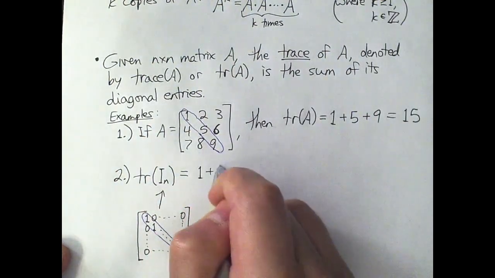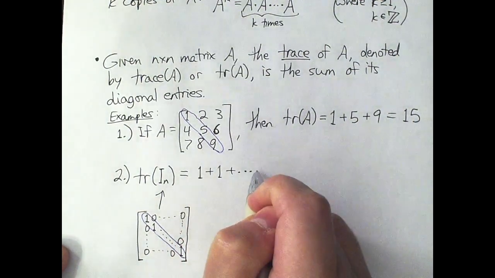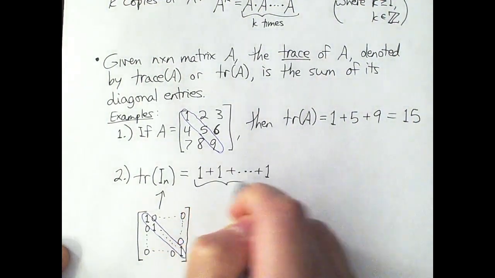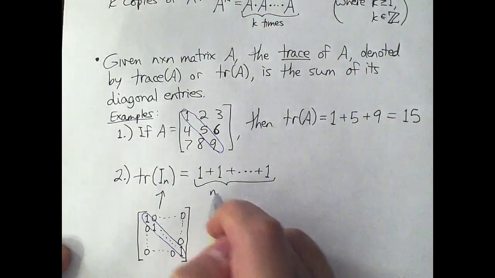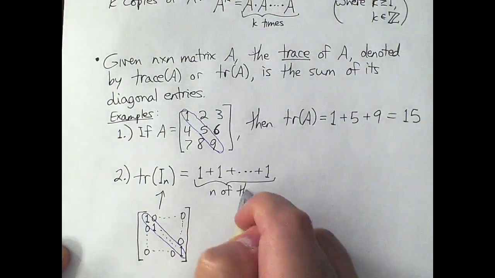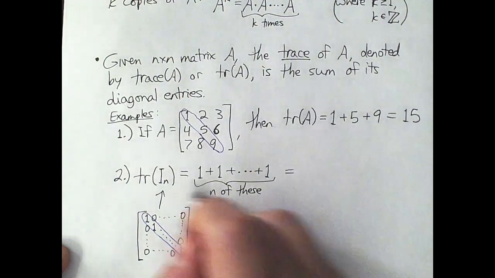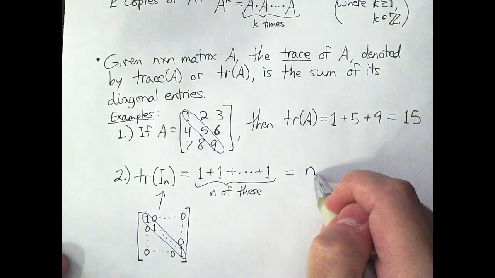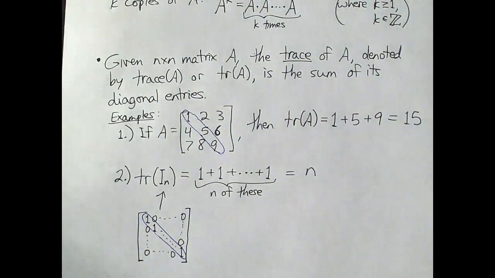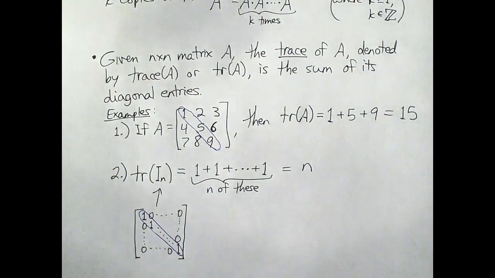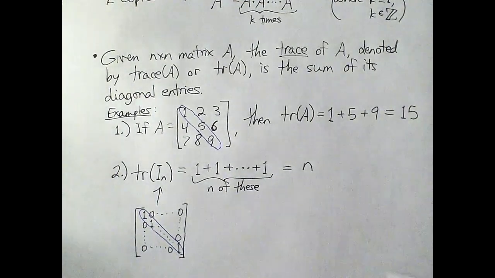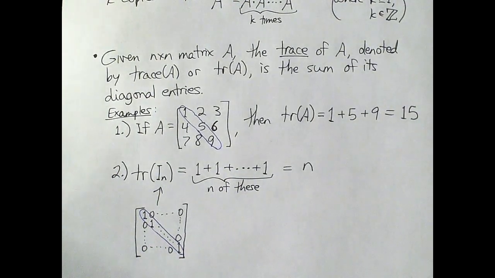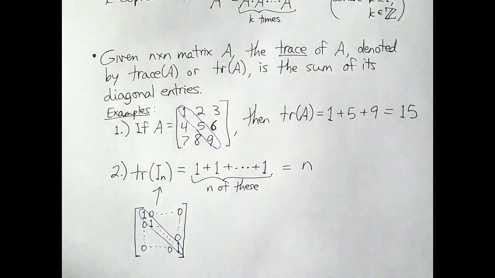So it would be 1 plus 1 plus... Seems like there are n of these. So you do 1 plus 1, n times, so you get n as the answer. So if it was the 3 by 3 identity, then the trace of it would be 3, and so on. That's just two little examples of trace. You could do some other examples. The trace of the n by n 0 matrix would be 0.